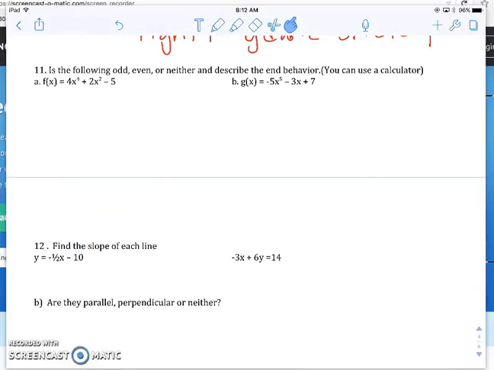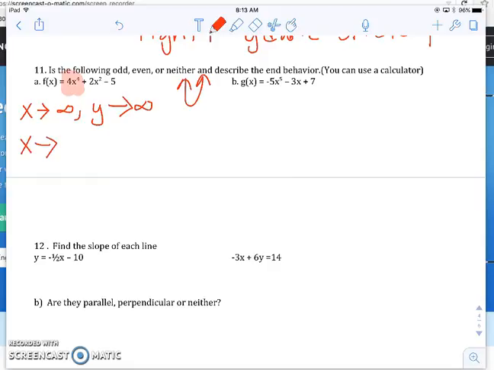So these next couple here, odd, even, or neither in the end behavior. Well, end behavior, we don't need a calculator. Here's our highest power, and it's even and positive coefficient. So as x goes to infinity, y goes to infinity. Since they're both even, we know it's going to end going up. And then as x goes to negative infinity, it's also ending up.